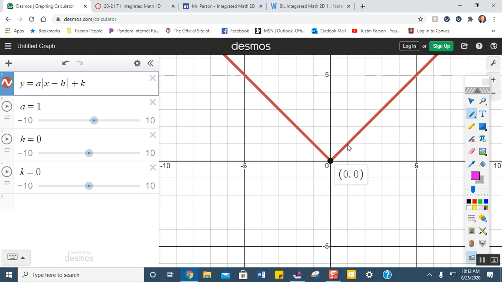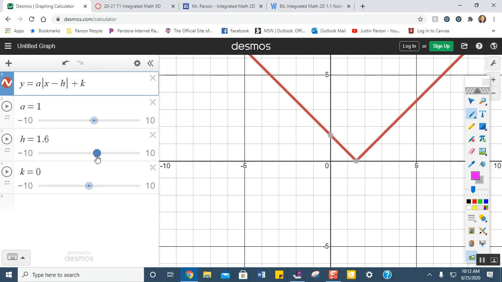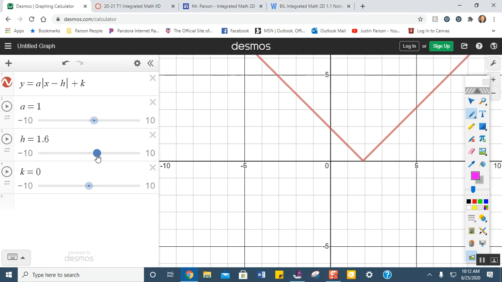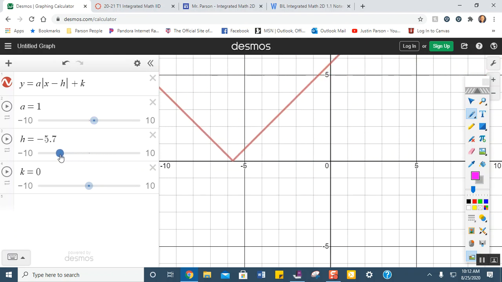Another one that we're going to look at is what happens when we change the H value inside the absolute value brackets. Okay, if I make H a positive value, so it becomes like H equals 4, it would be like X minus 4 in there. Subtracting 4 is like moving everything to the right 4 units. So then, if I have a negative value in here, like say negative 6, you can see the graph transform to the left 6 units.